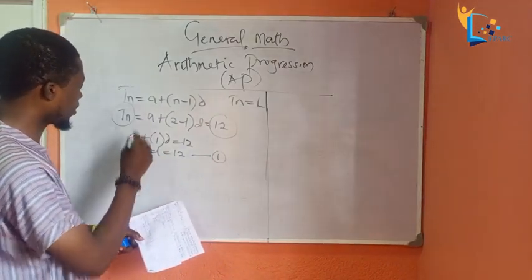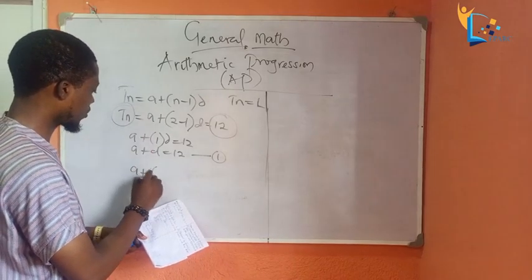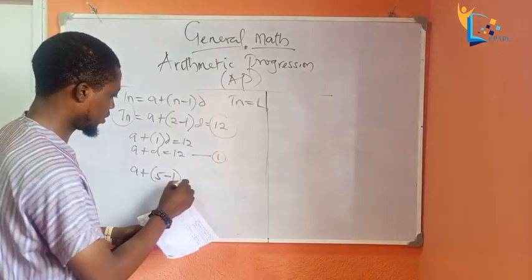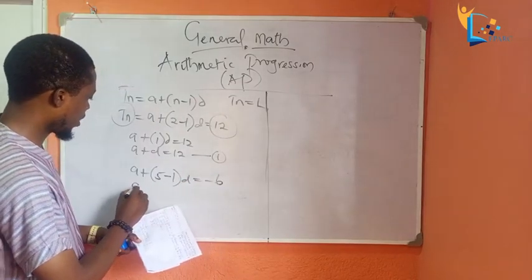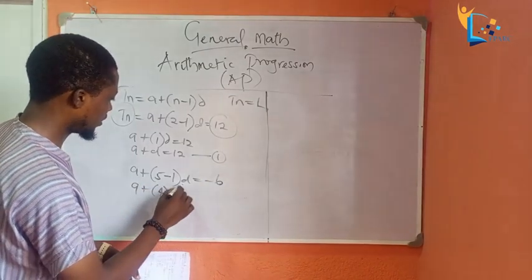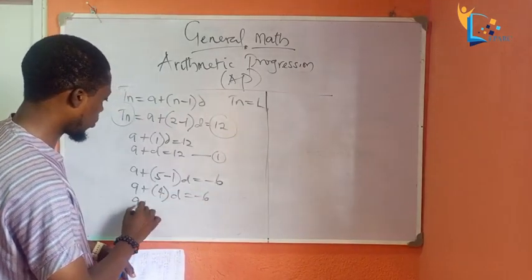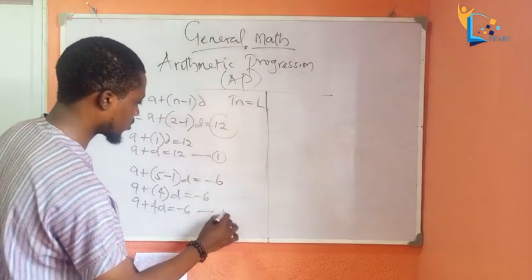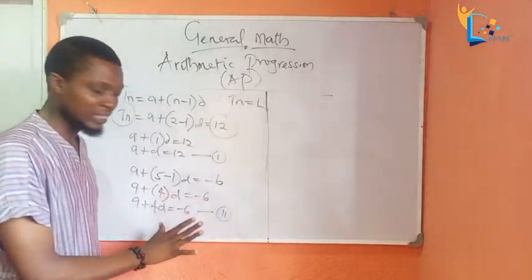So the other one now, we go A plus n here, which will be 5 minus 1, D equal to minus 6. So A plus 5 minus 1 will give us 4. D here, we don't know what D is, then minus 6. So A plus 4D equal to minus 6. Let's call this equation 2. Are we together? Do you understand what I did here?